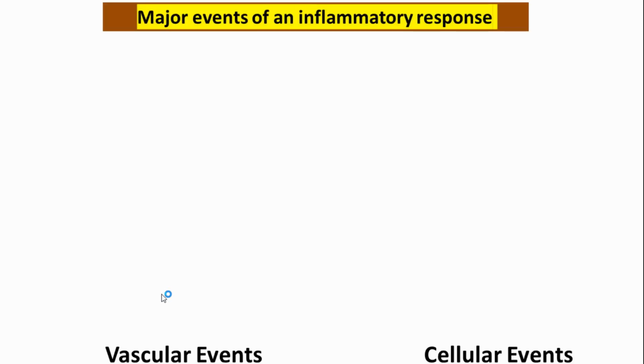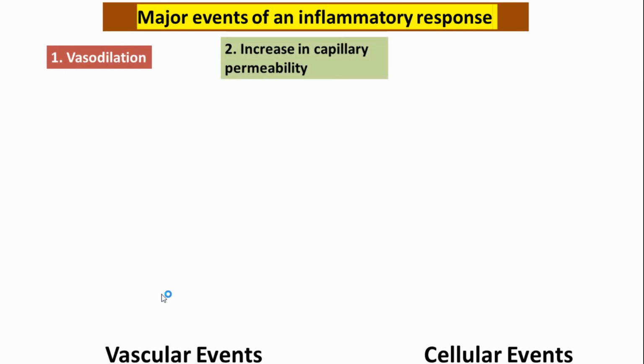Now, the next question is how this inflammation takes place. What is the process of inflammation? In the upcoming video, we are going to discuss the process of inflammation. As I already mentioned in my previous slide, there are some major events related with the inflammatory response. What are these major events? First one is vasodilation. Second one is increased permeability, which is because of the vasodilation. And third one is the influx of phagocytes.